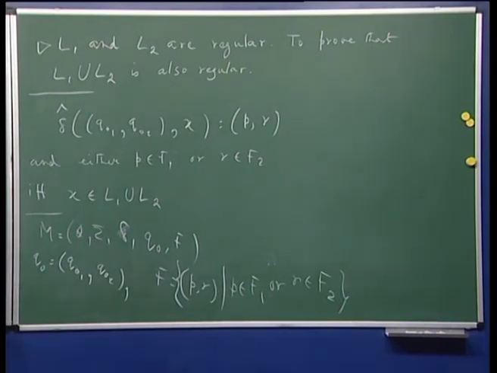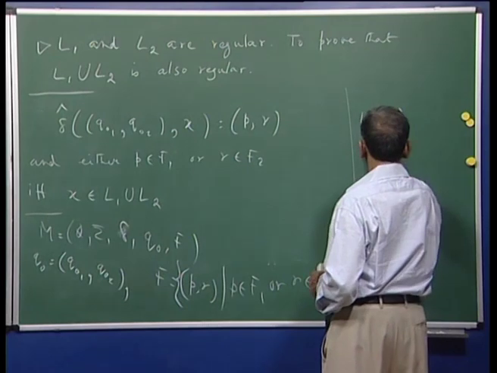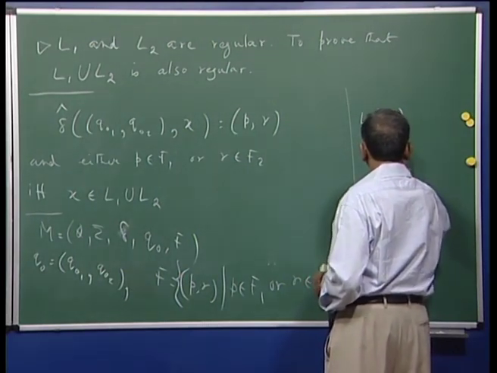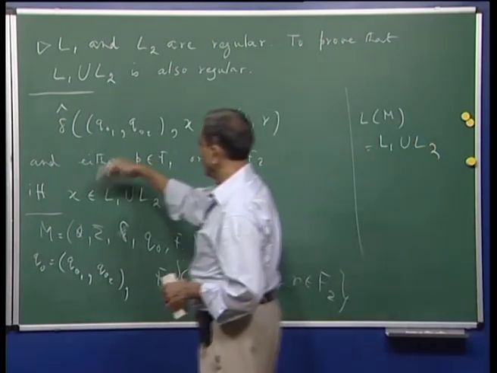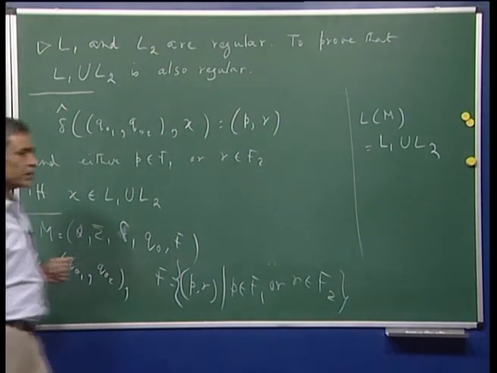Then, once I define Q0, the initial state of M as this, and the set of final states as those tuples in which at least one of the components is one of the final states of the previous machines M1, M2, then it is not difficult to see that the language accepted by M is L1 union L2. Actually, this statement, if you prove it rigorously, then immediately that follows. And proving rigorously the statement is also not difficult, because you will just use the properties of delta 1 and delta 2, the two transition functions of the two machines.